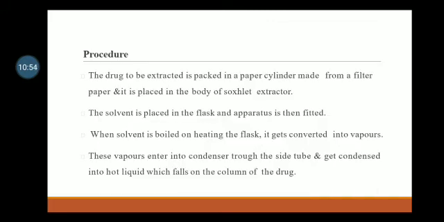Procedure: the drug to be extracted is packed in a paper cylinder made from filter paper, and it is placed in the body of the Soxhlet extractor. The solvent is placed in the flask and the apparatus is then fitted. When the solvent is boiled on heating the flask, it gets converted into vapors. These vapors enter the condenser through the side tube, and get condensed into hot liquid which falls on the column of the drug.